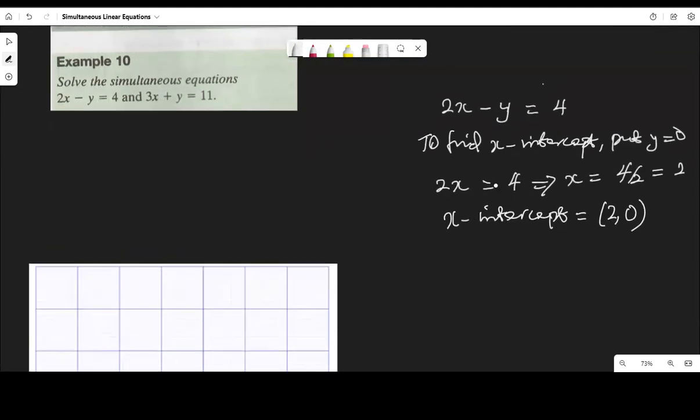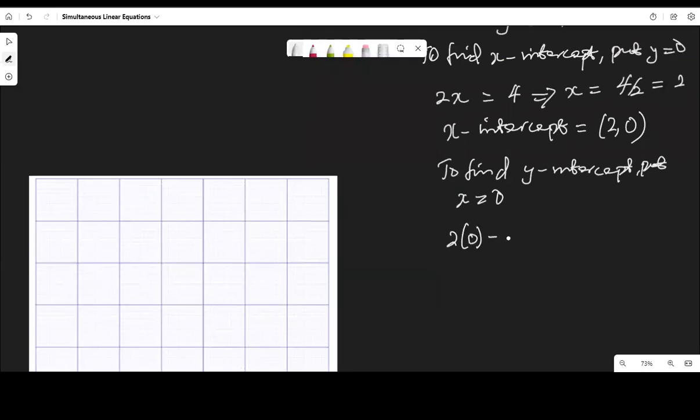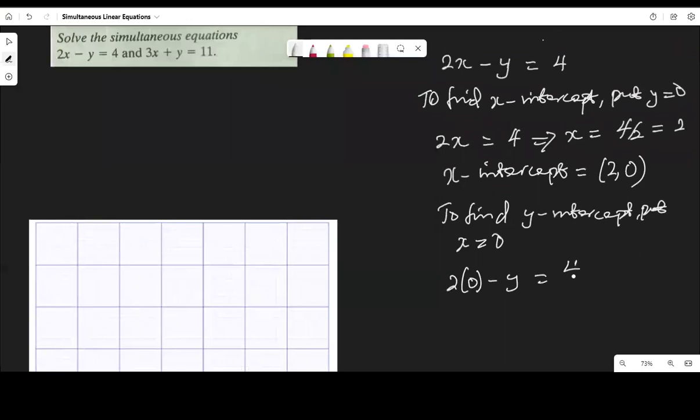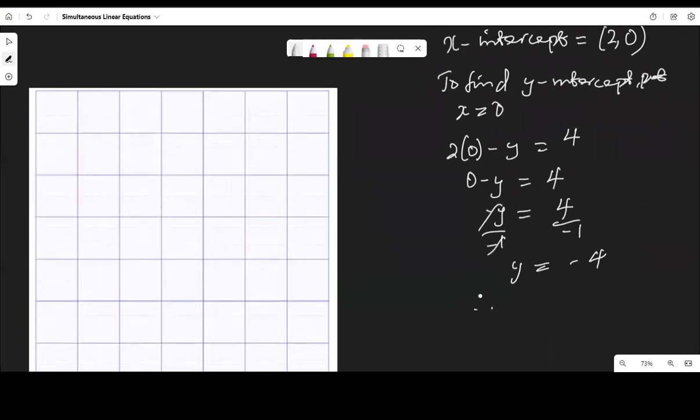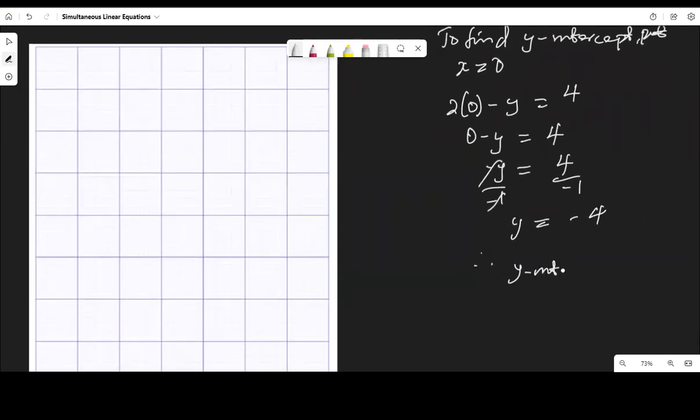Okay, we'll do the same thing to find the y intercept. To find the y intercept, put x to be 0. If we set x to be 0 in this equation, that is 2 times 0 minus y is equal to 4. 2 times 0 is 0. 0 minus y is equal to 4. Meaning minus y is equal to 4. Divide both sides by minus 1. Minus will cancel. y is equal to negative 4. Therefore, the y intercept is 0 and negative 4.